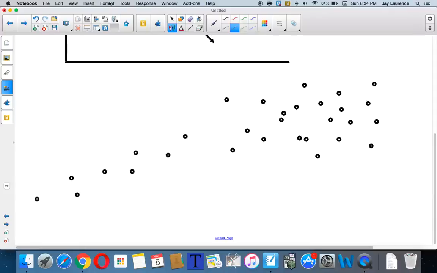Now, I've got 2 different graphs here. If I have something like this, my line would be going up to the right, and this would have a positive correlation, though it wouldn't be very strong.